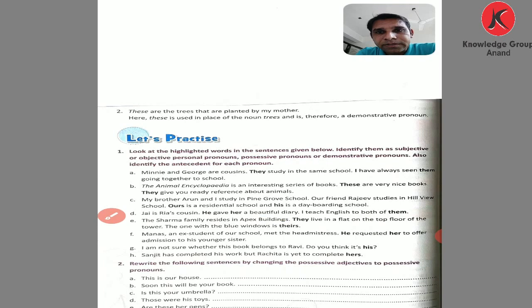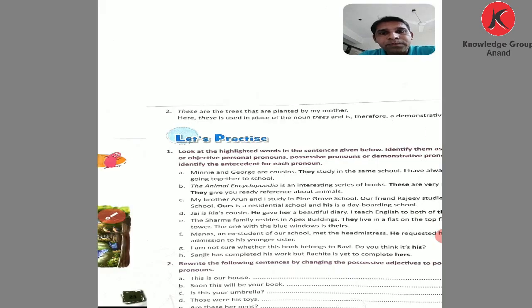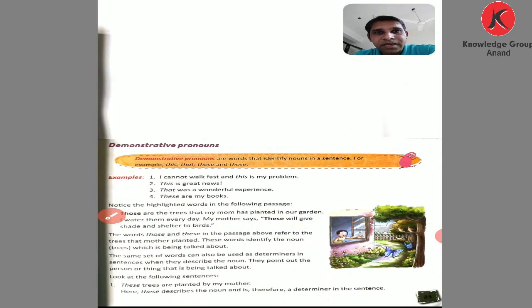Look at the examples. Look at the highlighted words in the sentences given below. Identify them as subjective or objective personal pronoun, possessive pronoun, and or demonstrative pronouns. Also identify the antecedent for each pronoun. Here we identify the pronouns also. Already I have told you about the pronouns. Which pronoun? Subjective and objective personal pronoun.